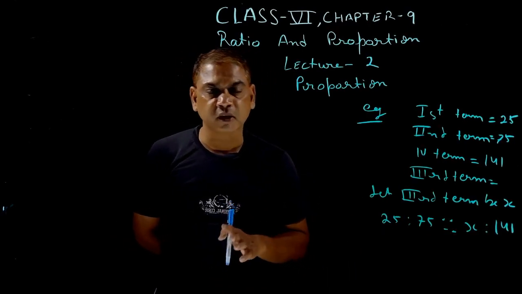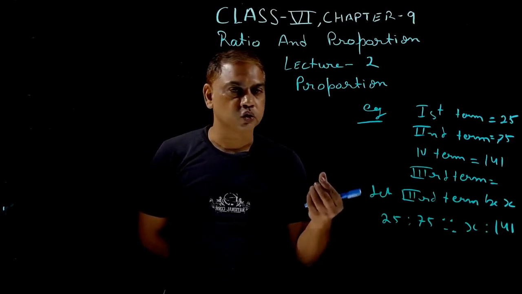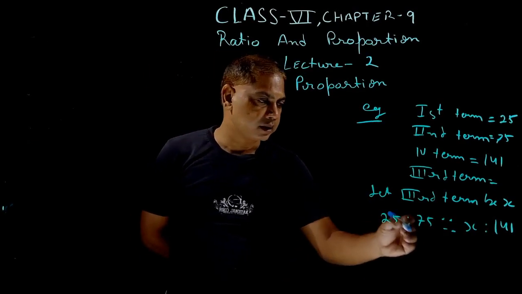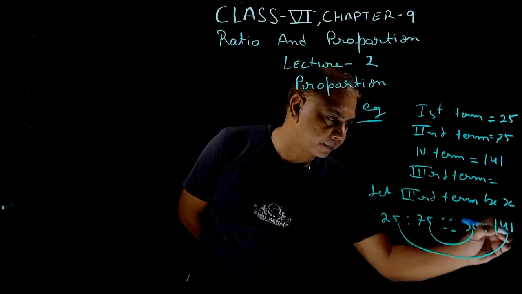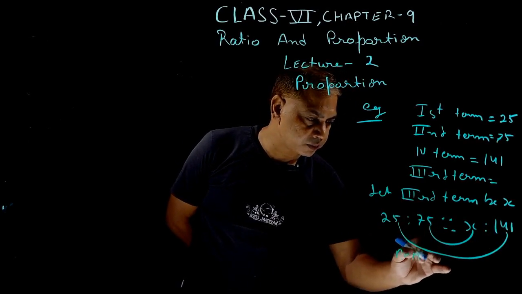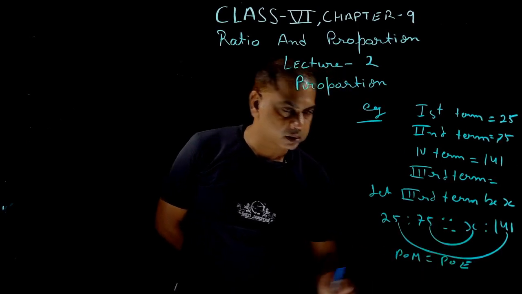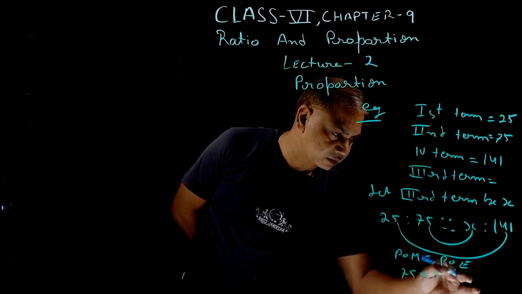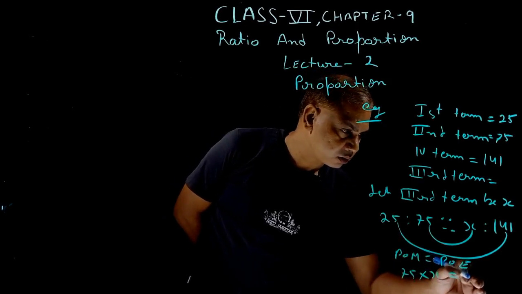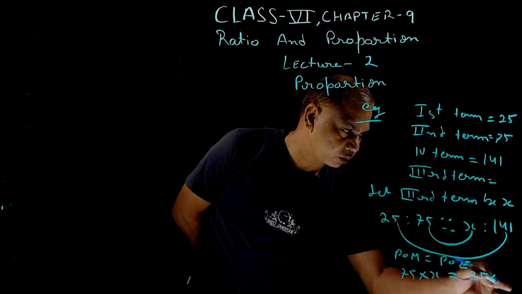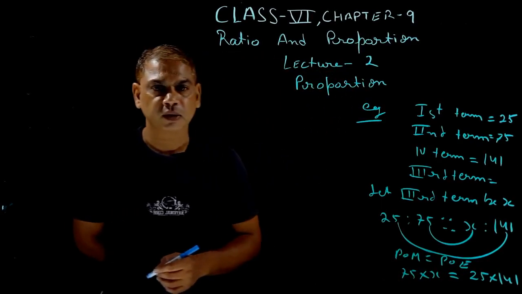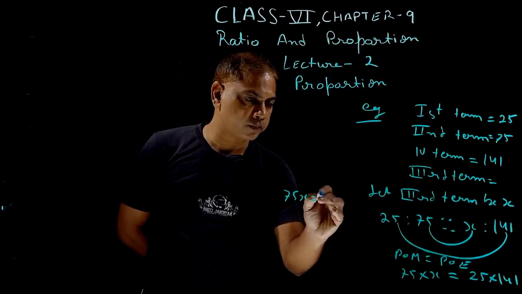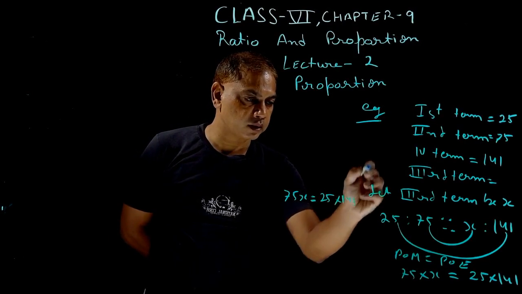Now students, always remember, जो भी missing आपको दिया हुआ है उसको आप x मान लें, and then सबका मेथड यही है करने का. Now POE is equal to POM. POM is equal to POE. This is the formula I told you. Now 75 into x is equal to 25 into 141. Okay? Now 75x is equal to 25 into 141.